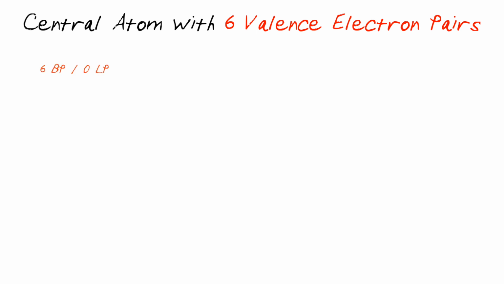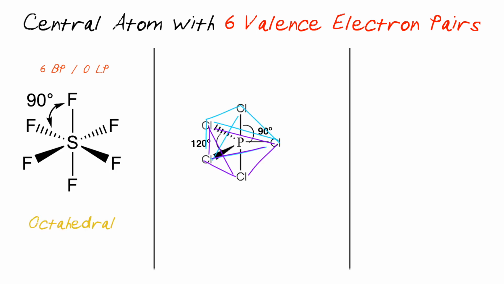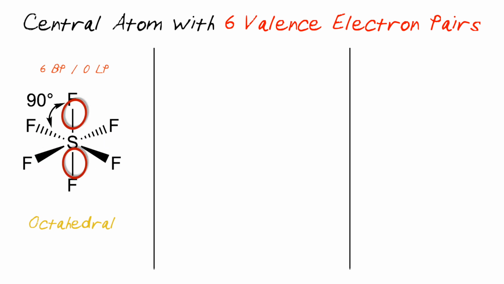If you've got 6 bonding pairs and 0 lone pairs, you've got an octahedral shape, similar to the trigonal bipyramid, but instead of the base being a triangle, it's a square, 2 wedges out, 2 dashes in, and 2 in the plane, up and below. The bond angle everywhere is 90 degrees.